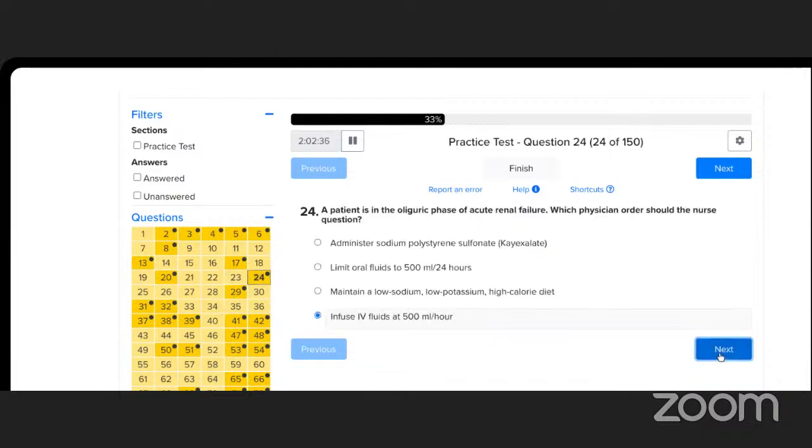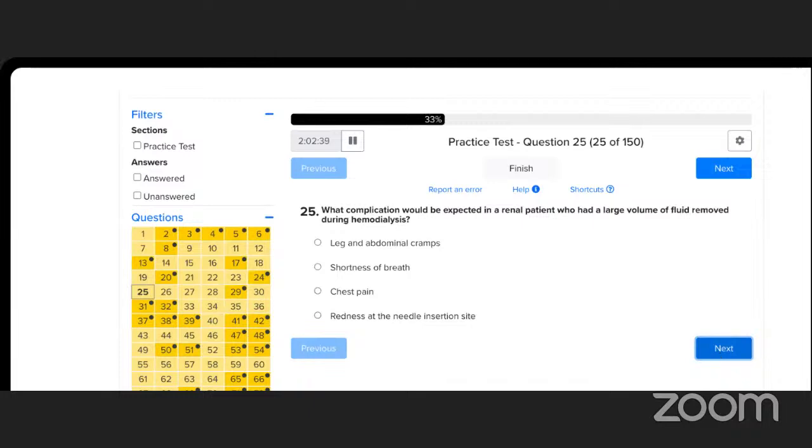Question number 25. What complication will be expected in a renal patient who has large volume of fluid removed during hemodialysis? Looking at the question, what are the key words you're looking at? You're looking for the complication that is expected. If they took off a large amount of volume during dialysis, think about what could be something that you might expect.